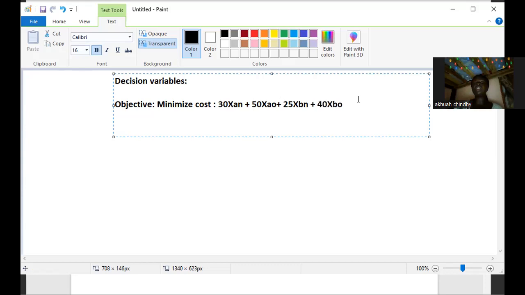Hope you understand this. Then we move on to our constraints. So the decision variables and the objective function are very easy. When you come to the constraints, that's where the problem lies. You get it? So with constraints, let's say this decision variable and this objective function are subject to the constraints.